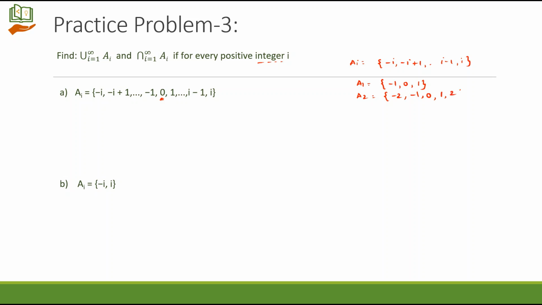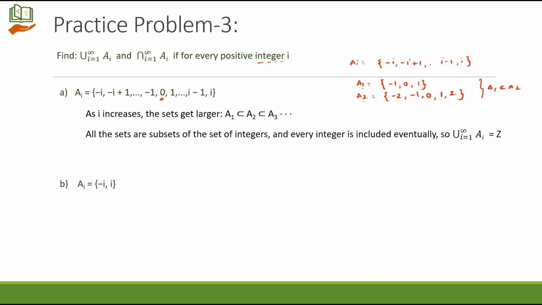Then you have 2. As i increases, the set gets larger. A1 is a subset of A2. So they are saying it's a proper subset because it is not going to be equal. Since we have additional elements in A2, we are just mentioning it as proper subset. All the sets are subsets of the set of integers. When you take it up to infinity, you are covering all the integers that are present in the set.